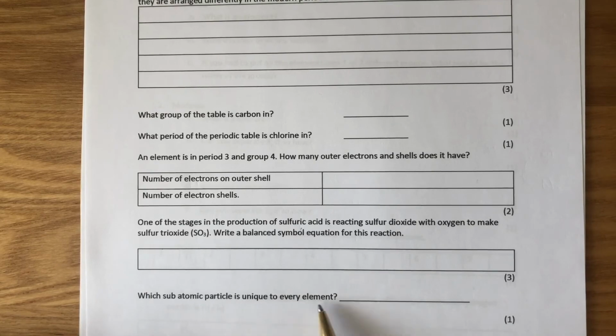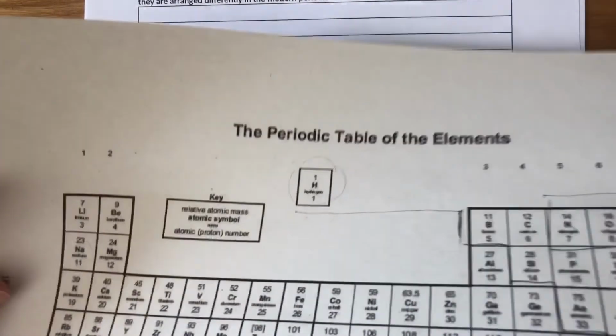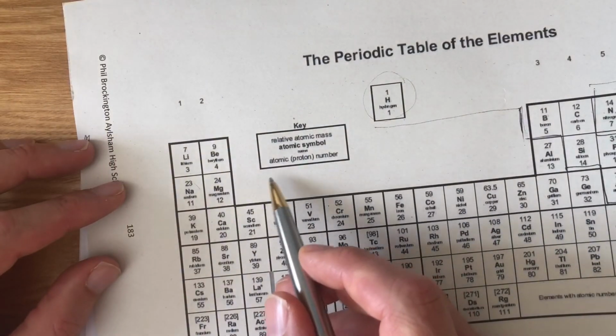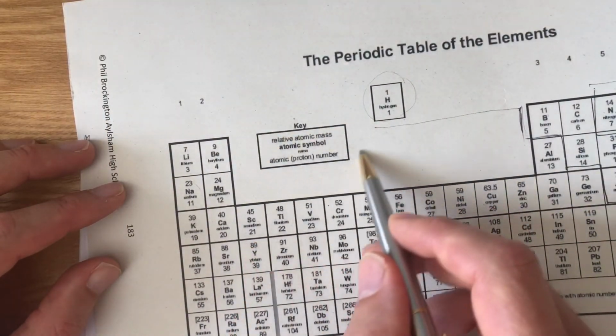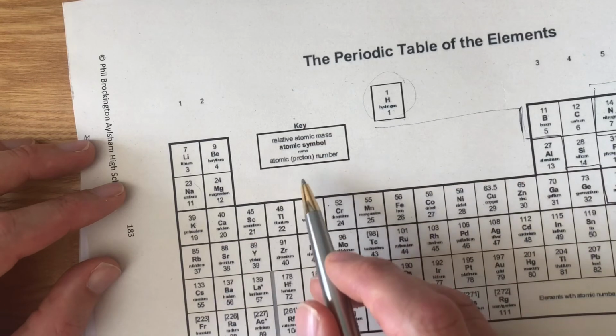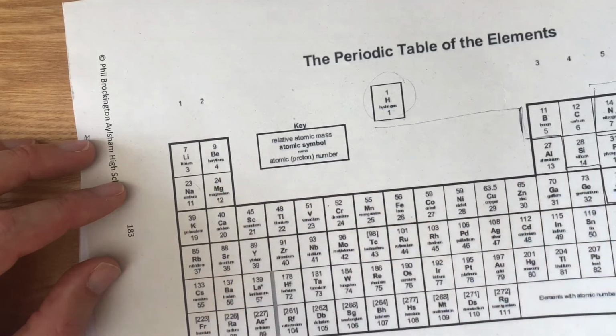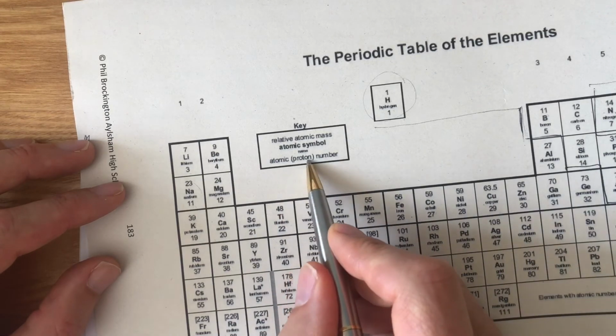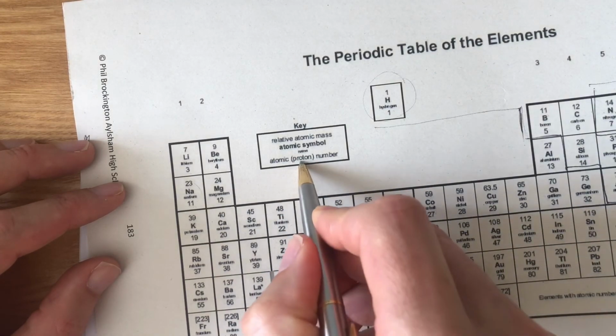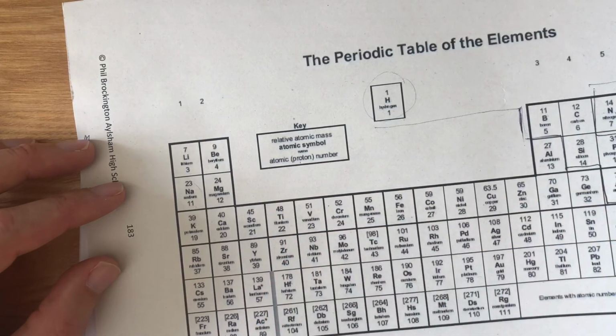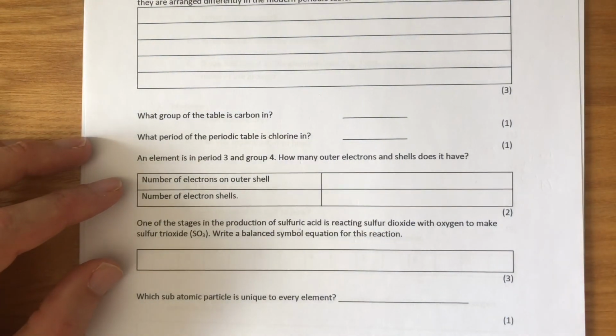Which subatomic particle is unique to every element? Well, I'll give you a clue. If you look at the periodic table at the back of your book, even if you can't remember it, there's a key there on the periodic table. Okay? And the bottom number gives us the element's identity, and there's a little bracket after it, atomic number. Even if you can't see it in the video there, go to the back of your book and look at that key. Okay, homework done.